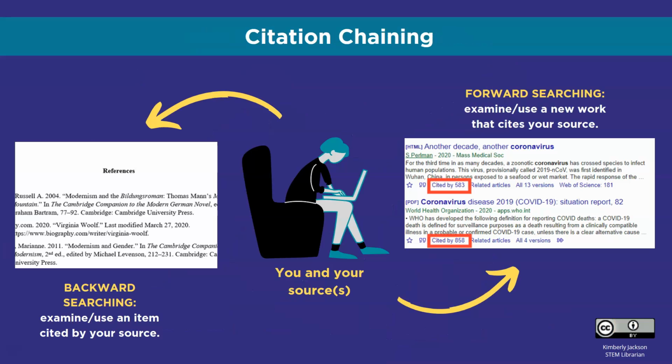topic. Citation chaining begins with one or two high-quality sources relevant to your research, which you then use as a springboard for the rest of your research. Citation chaining consists of backward searching and forward searching.